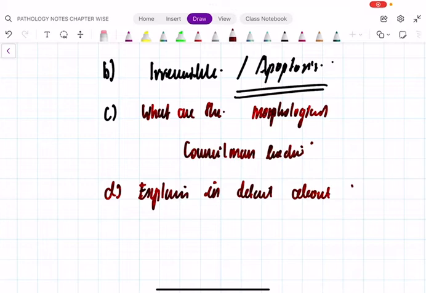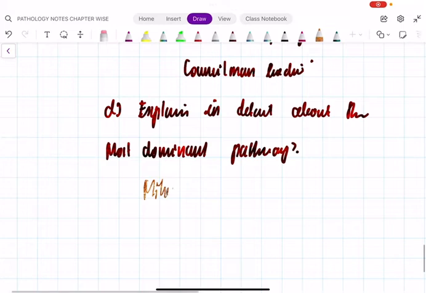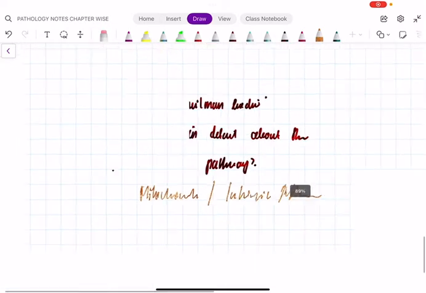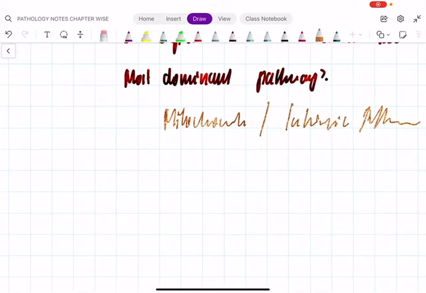Then they may ask you, explain in detail about the most dominant pathway. What is the most dominant apoptosis pathway? Mitochondrial or intrinsic pathway. So this is how they are asking questions these years. I hope things are clear for you. See how they are framing questions. The university exams are easy. Then what else in that chapter? As far as case scenarios are concerned, these are the maximum limit of the questions they may ask.